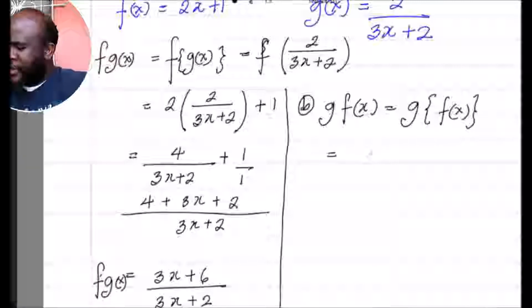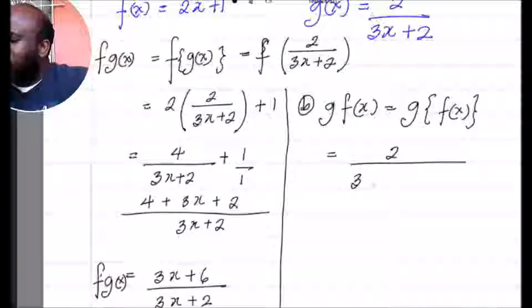So g says 2 over 3x plus 2, but I'm going to take out x and put f, which is what? f is 2x plus 1. So this is 2x plus 1 plus 2.